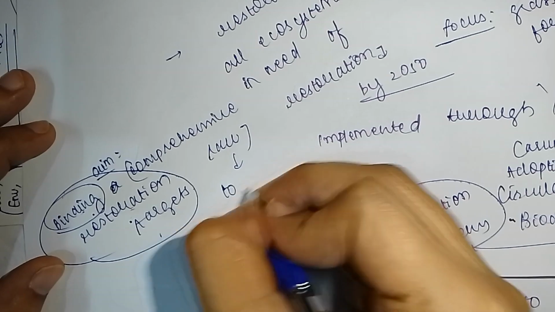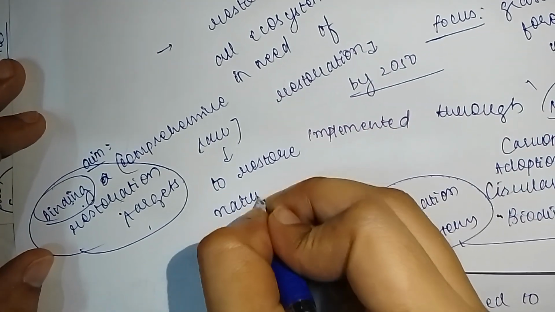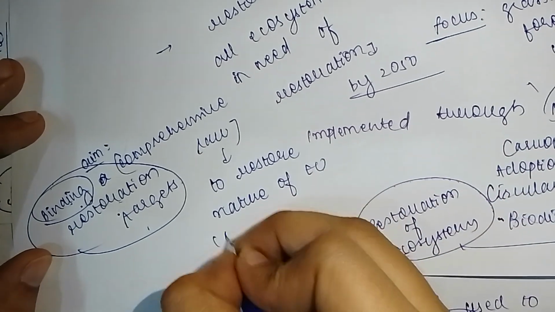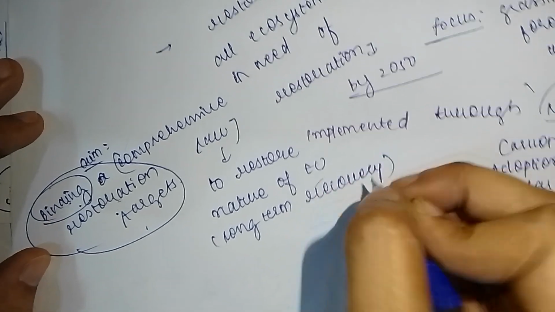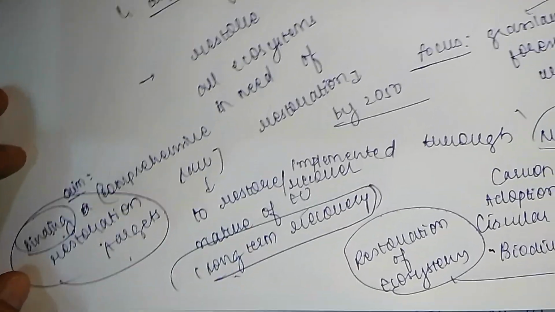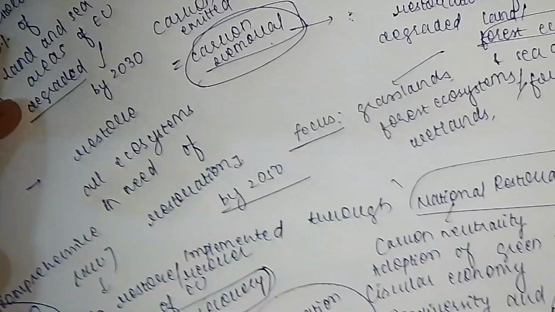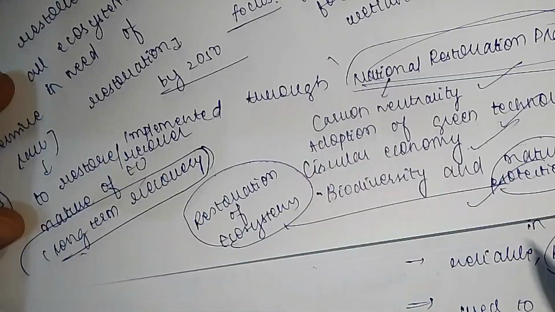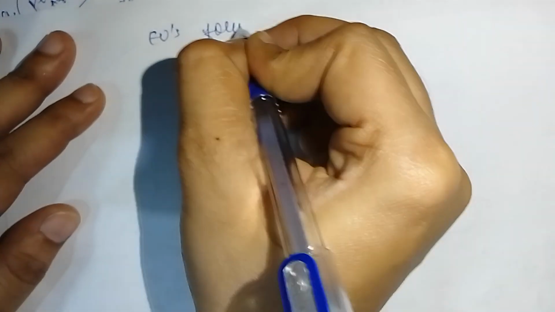whose aim is to restore the nature of the EU, to recover the nature of the EU, and it focuses on long-term recovery. It is implemented through national restoration plans. It also has a broad framework of carbon neutrality, adoption of green technology, circular economy, biodiversity, nature protection. Okay, all of this.